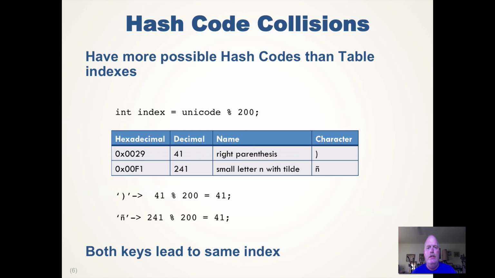One of the problems is that there are more hash codes than the size of the table. We don't have an infinite size table. For example, if we had a table of size 200 and we're using the Unicode as our hash, then we'll see that the right parenthesis Unicode is 41, and the small letter n with a tilde is 241. When we mod them by 200, they both have the same index of 41, and that's called a collision. We will want to store the right parenthesis and the n with a tilde in the same index in our table. We want to put it in the same spot. We have to somehow resolve that issue. So that's collision.